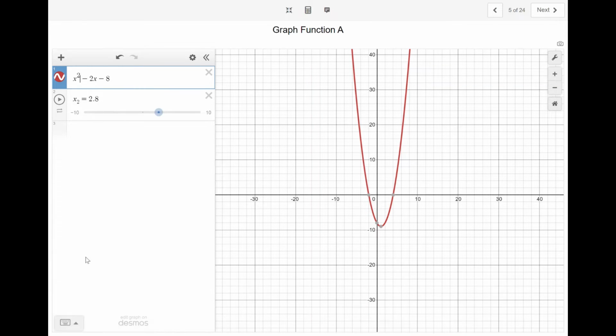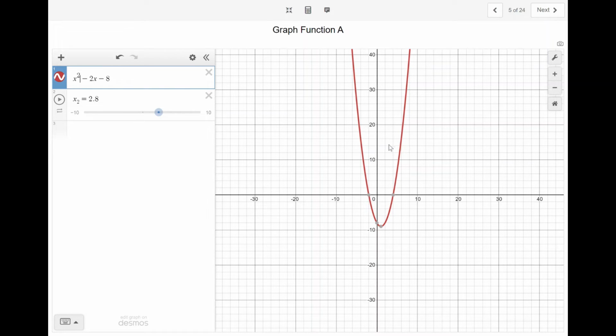Now, notice that it has a U shape. That's how I know I did this correctly. So this student here did not watch the video.